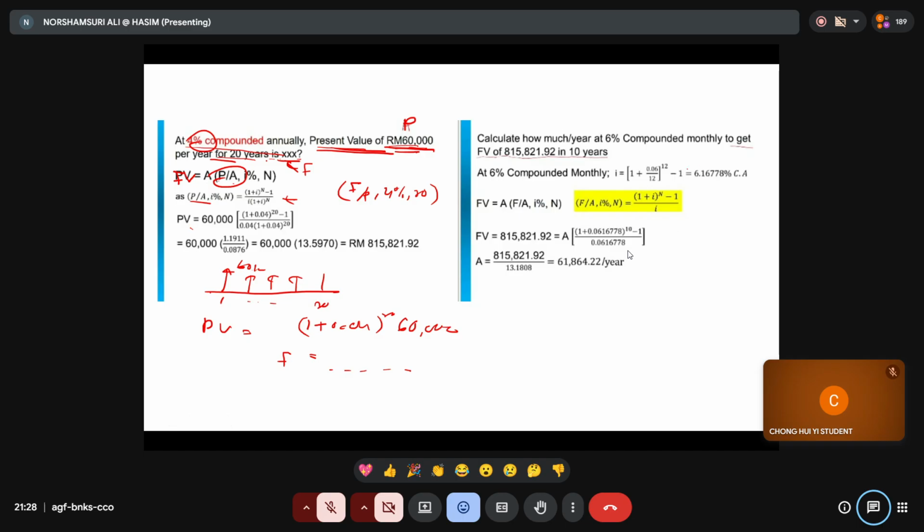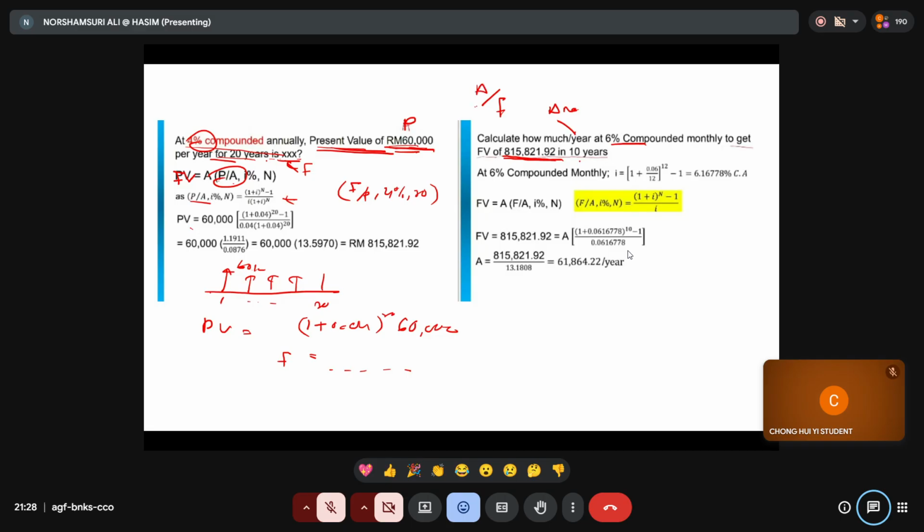Secondly, people are asking this question: calculate how much per year at 6% compounding monthly to get a future value of 800,000 in 10 years. So how much per year, annually? How much do you have to pay annually to get 800,000 for 10 years? You have the future value, and you want to get the annual value.